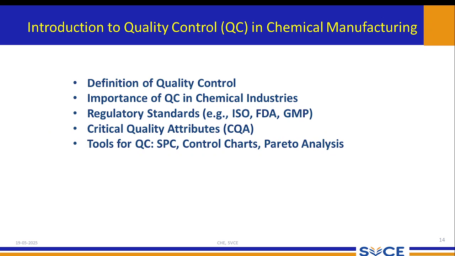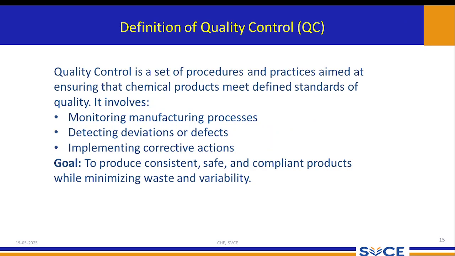Coming to quality control in chemical manufacturing: definition of quality control, importance of quality control in chemical industries, good manufacturing practices, regulatory standards like ISO, FDA (Food and Drug Administration), critical quality attributes, tools for quality control, SPC, control chart and Pareto analysis, the 80-20 rule.